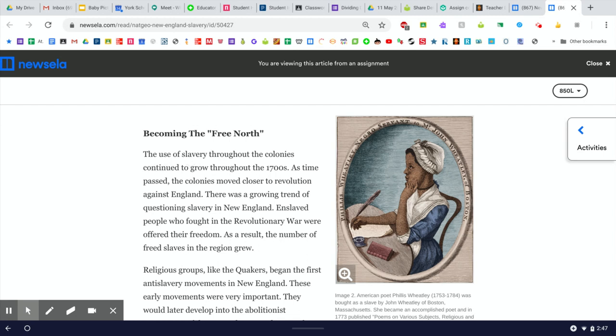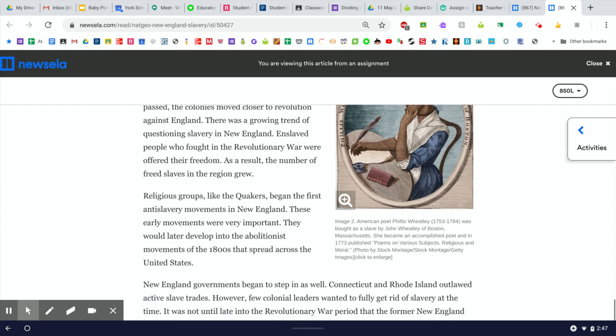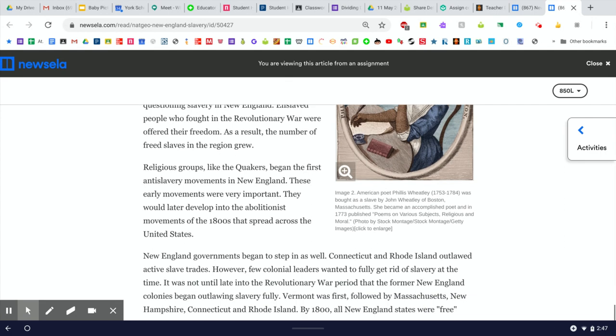The use of slavery throughout the colonies continued to grow throughout the 1700s. As time passed, the colonies moved closer to revolution against England. There was a growing trend of questioning slavery in New England. Enslaved people who fought in the Revolutionary War were offered their freedom. As a result, the number of freed slaves in the region grew. Well, that's a good thing, right? If you fight and risk your life to defend and become your own country, you should be free, shouldn't you?